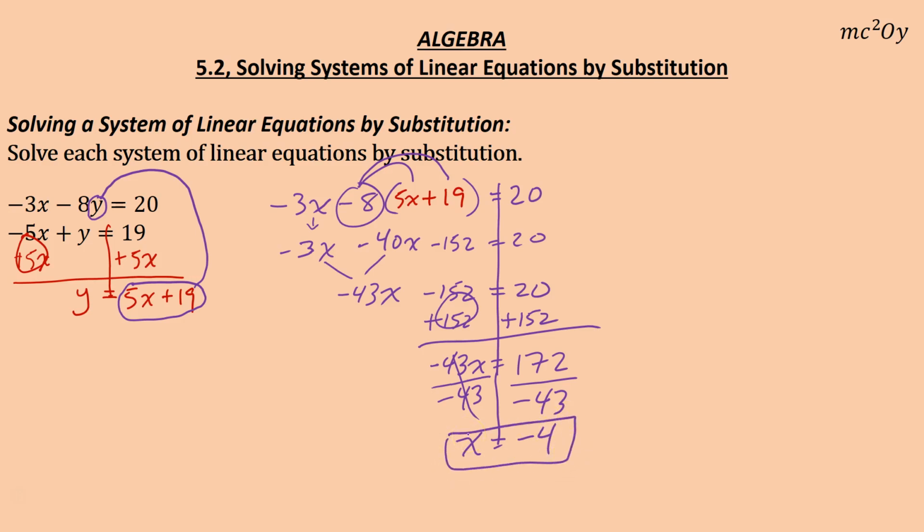All right, if x equals negative 4, I can substitute that negative 4 in right here for this x, because that tells me y equals that. So y is going to be 5 times negative 4 plus 19.